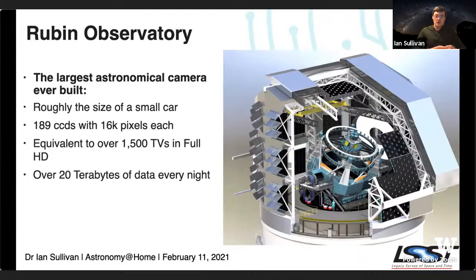The heart of the Rubin Observatory is its camera. This camera is not like most cameras you'd be familiar with. The physical camera is about the size of a small car. With 189 CCDs, each with 4,000 by 4,000 pixels, if you actually tried to display that entire image at once, it would take over 1,500 HD TVs. So these are really big pictures. The camera is going to be taking over 20 terabytes of data every night for 10 years. That's a lot of data.